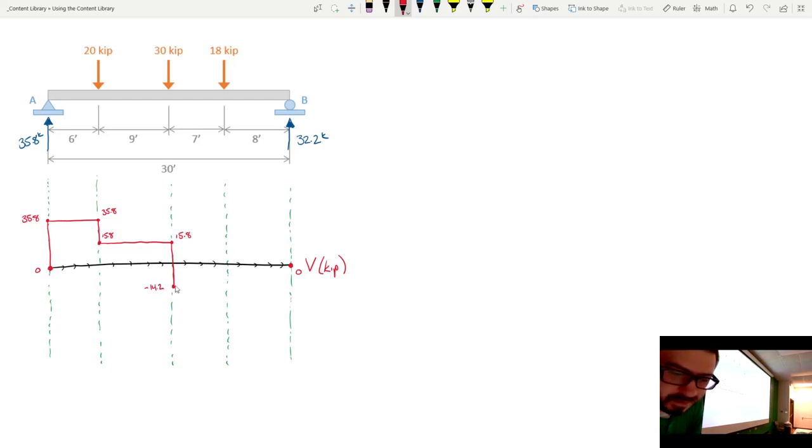Then I go over, over. Whoa! I'm at negative 14.2. The beam is telling me to drop down some. How much is it telling me to drop? 18. So if I'm at negative 14.2 and I go down 18, what's that put me at? Negative 32.2.